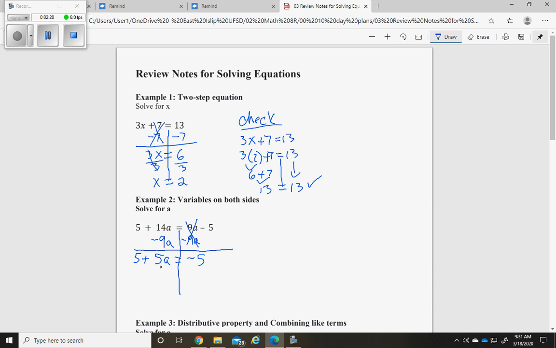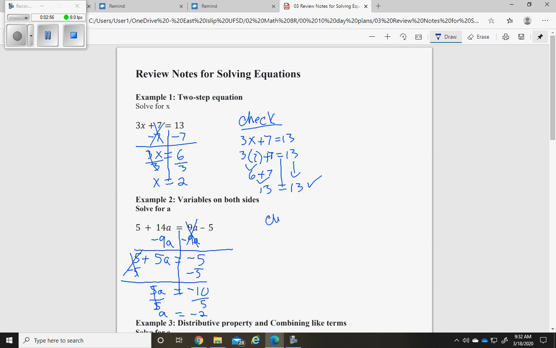Now that my variables are on one side, I have to get my constants to the other. So now I will subtract the 5 from the left side. Whatever I do to one side, I have to do to the other. A positive 5 and a negative 5 is 0, so it's gone. I have a 5a on the left side. But a negative 5 and a negative 5 is a negative 10. Finally, I want just 1a, so I will divide both sides by 5 to get 1a, and a equals negative 2.